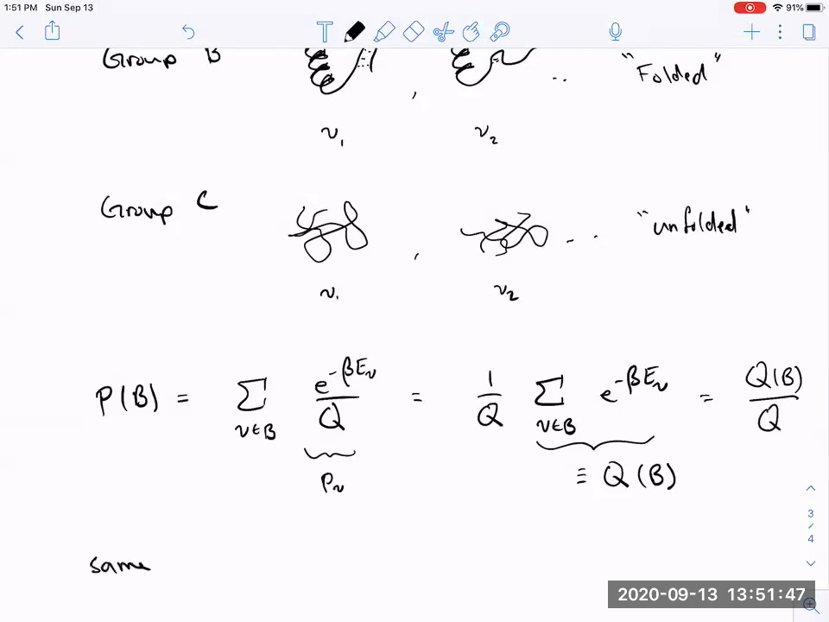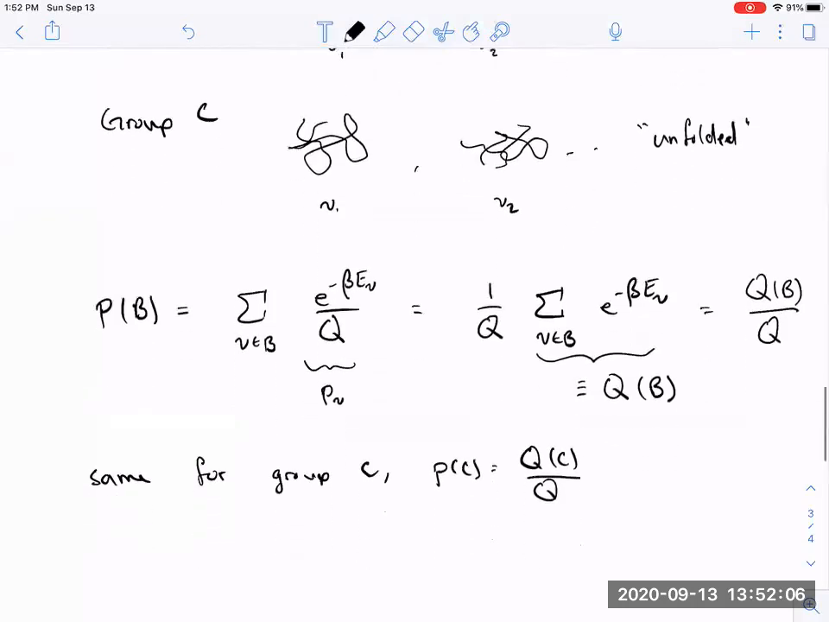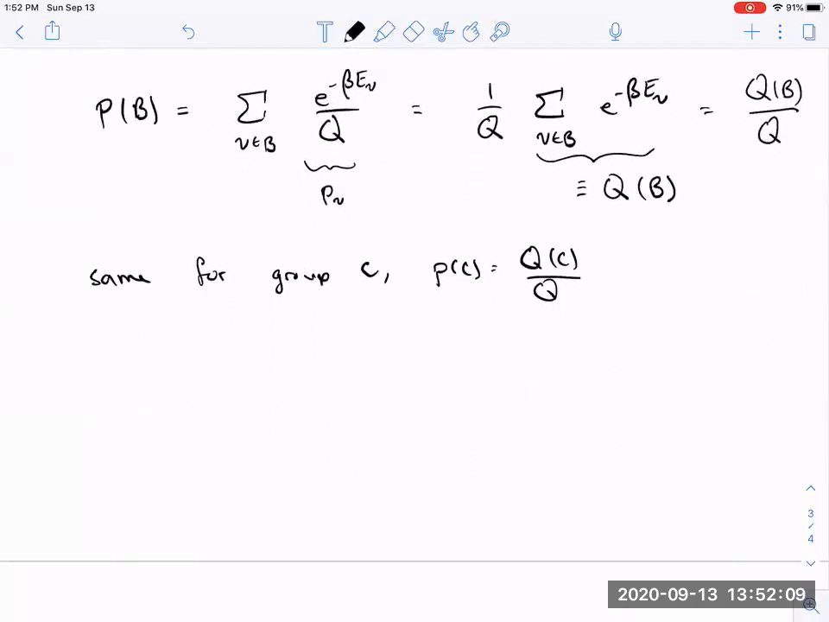The same would have been true had I tried to accumulate the total probability of being in group C. P of C would be some Q of C over the total Q. So if I ask for the relative probability of being in group B relative to being in group C, well, that's QB over Q divided by QC over Q. The total Qs, the total partition functions, are constant.